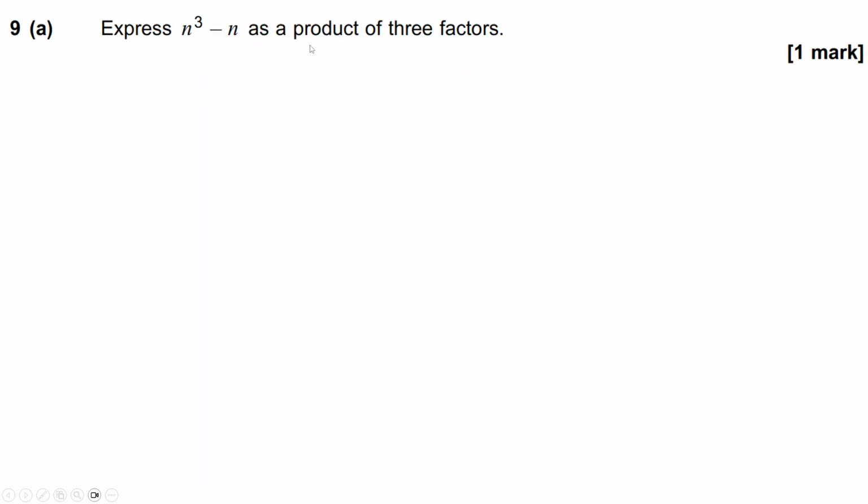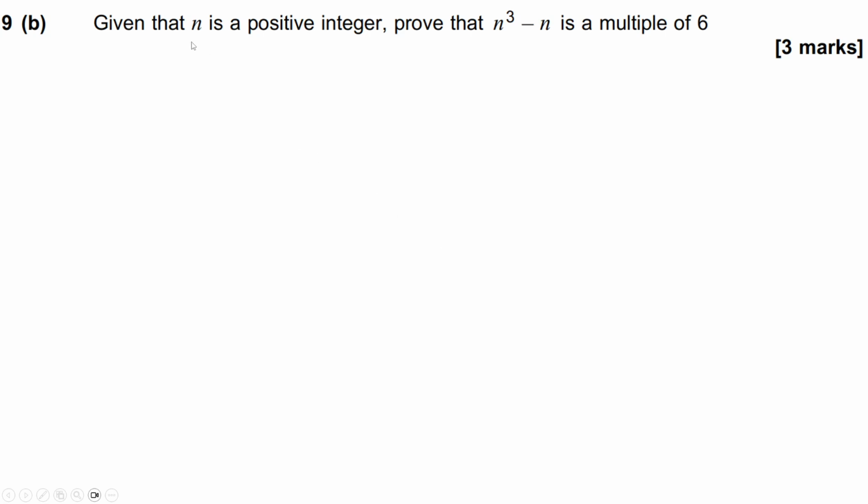Express n cubed minus n as a product of 3 factors. Just take out an n, you get this. This is a difference of 2 squares, which is that. Given that n is a positive integer, prove that n cubed minus n is a multiple of 6.